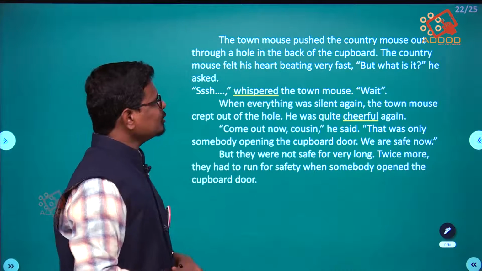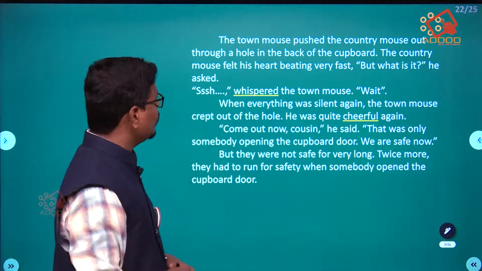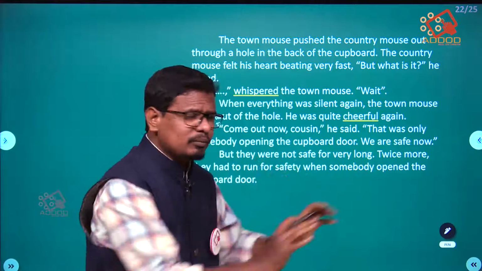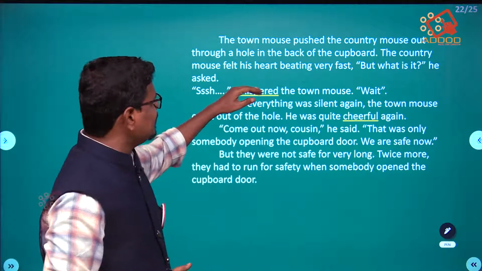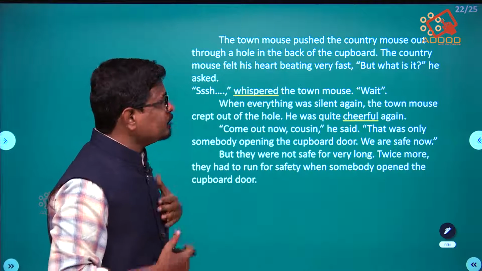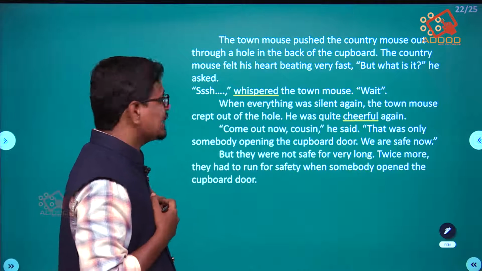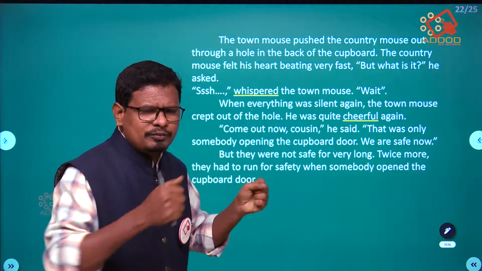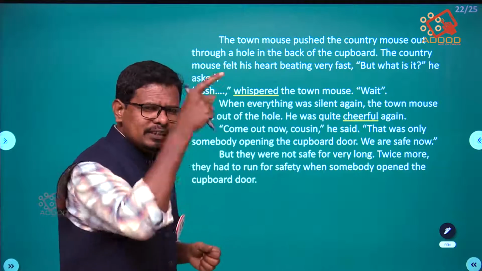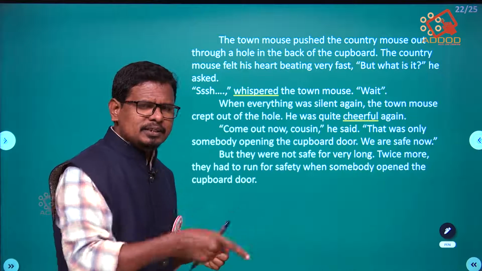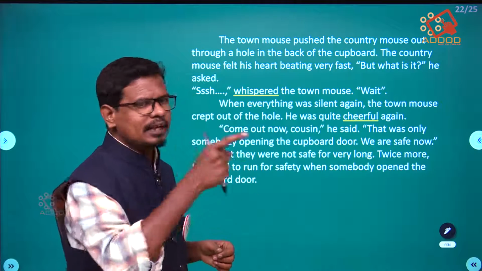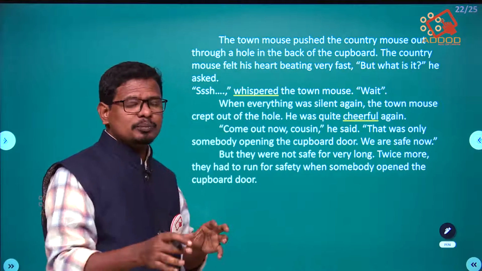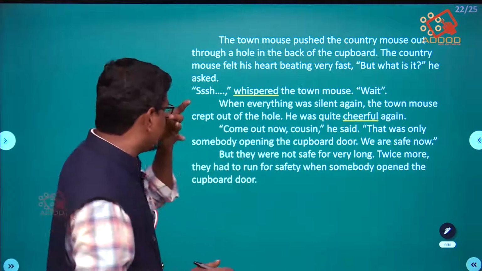The town mouse pushed the country mouse out through a hole in the back of the cupboard. The town mouse pushed it to get out from the cupboard. The country mouse felt his heart beating very fast. But what was it? he asked. They had to run as the owner was coming. If they open the door and find these mice eating the bread, they start killing and hunting them. So, to make sure they were not seen by these people, they ran away from there.